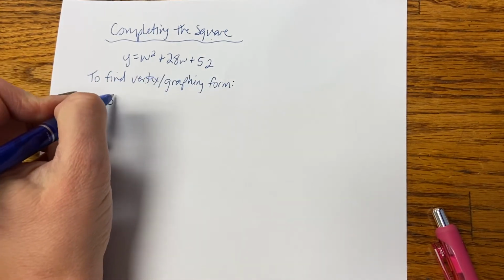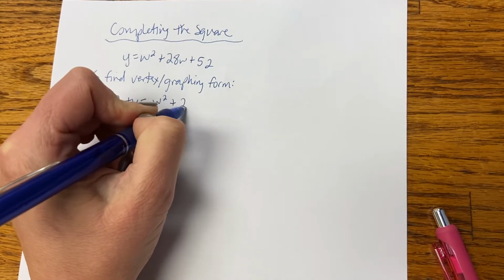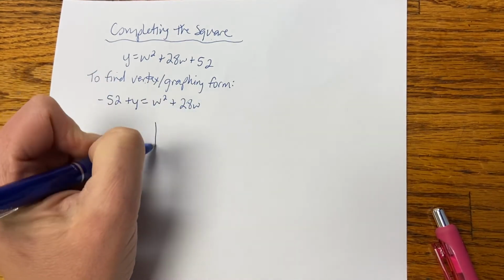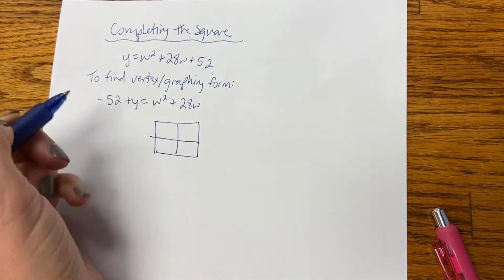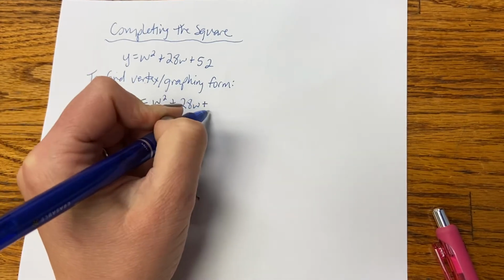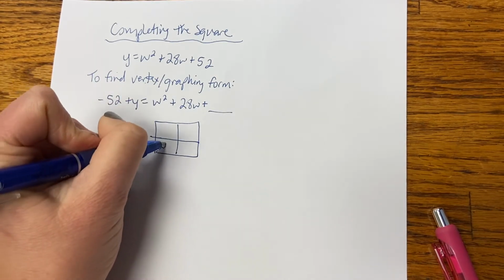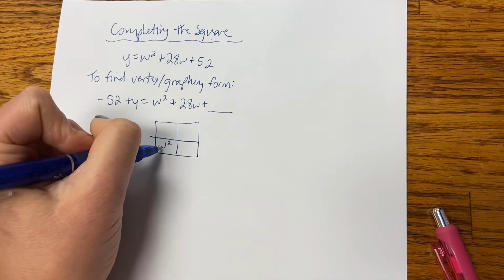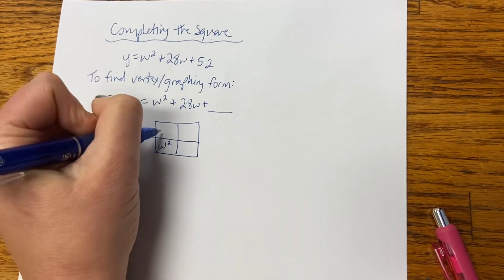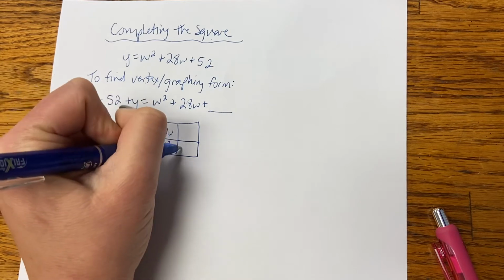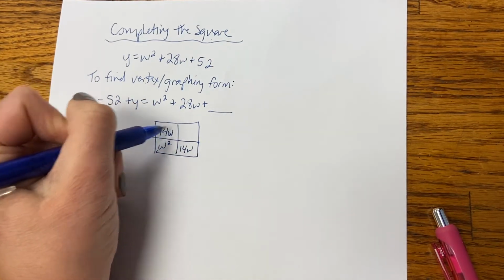So that's negative 52 plus y equals w squared plus 28w. And so now I want to figure out how to make this a perfect square trinomial. So to do that, I am going to figure it out using this generic rectangle. I would put w squared there, and then I cut the 28w in half, and so that's 14w and 14w. So then I think about what my dimensions would be to get these.